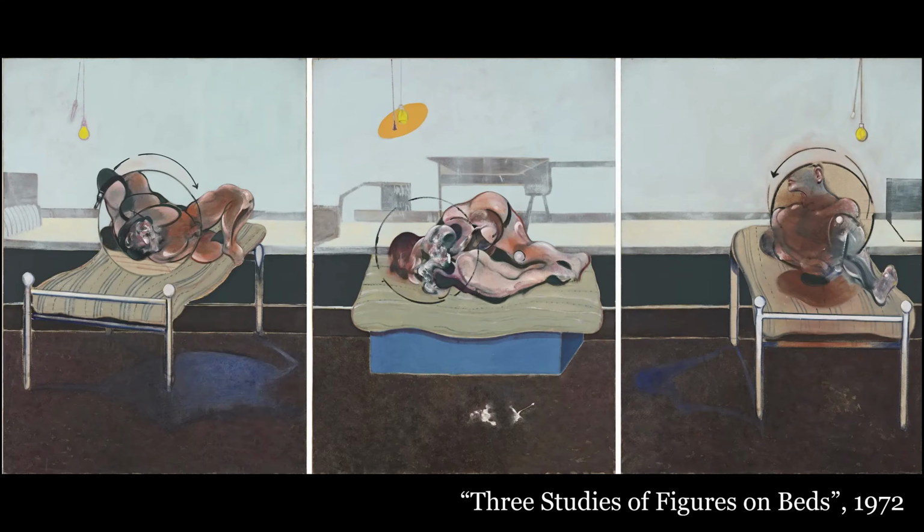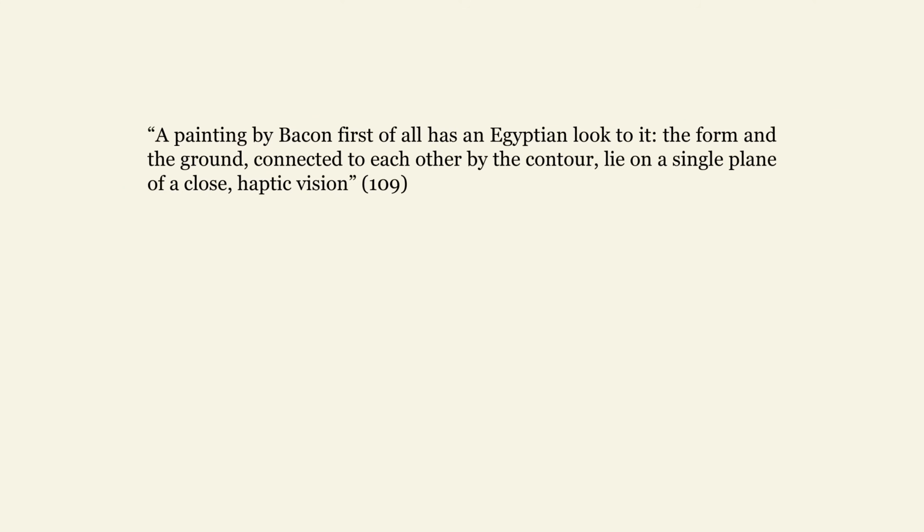Bacon's solution is not to give himself the form in advance, as in narration or representation, but rather to effectuate it through the third way of the diagram that we have seen last time. Instead of being the reminiscence of an eternal essence, it is the essence of a created figure, which becomes eternal. And this is what Deleuze calls power. In technical terms, Bacon achieves this by transforming the notion of contour, which in turn transforms the relation between background and foreground. Deleuze says, a painting by Bacon first of all has an Egyptian look to it.